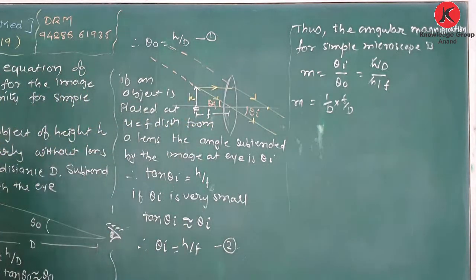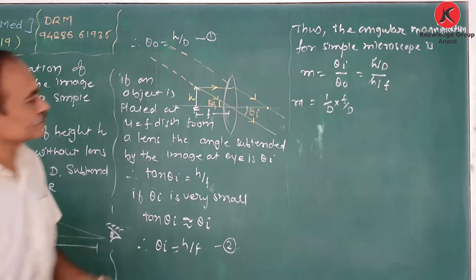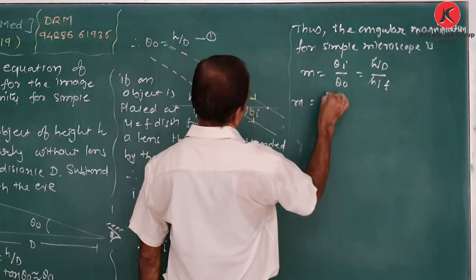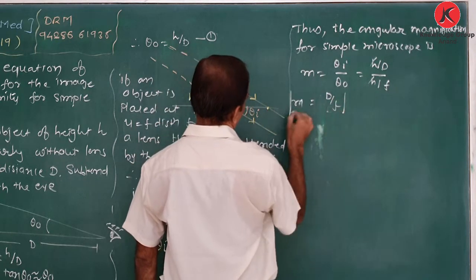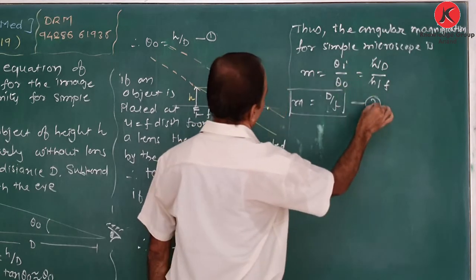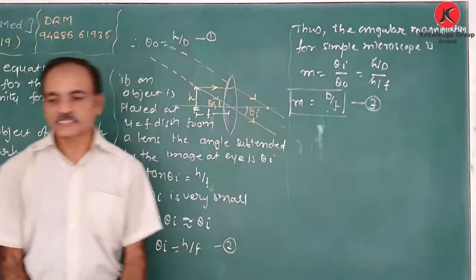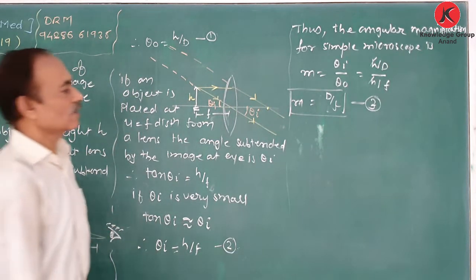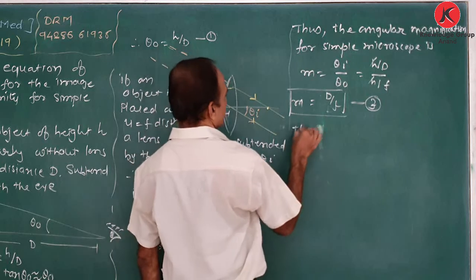Thus we obtain M is equal to D by f. So that is the magnification for the simple microscope if the image is formed at distance infinite. Clear this? Okay.